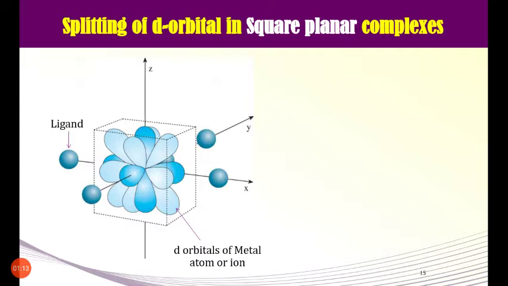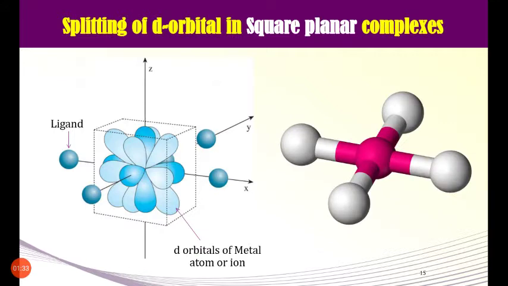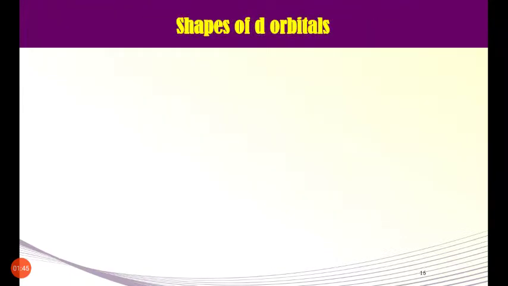Okay, the geometry of the complex is square planar, meaning 4 ligands are approaching, and these ligands are approaching along two Cartesian axes, x-axis and y-axis. 2 ligands from x-axis, 2 ligands from y-axis, and from z-axis there is no interaction of any ligand. See, this is the geometry of the square planar complex. At the center there is a metal, and 4 ligands are approaching.